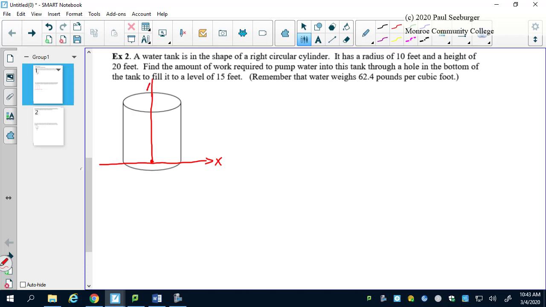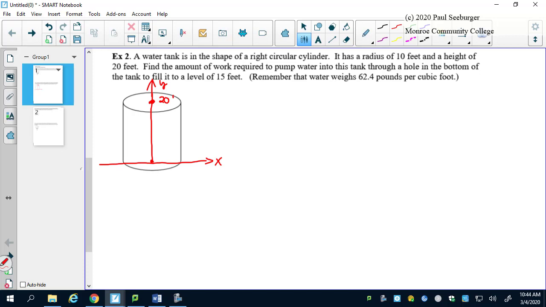I guess it maybe should have been dotted inside, because that's all inside the tank, but I didn't. But you could make it dotted if that helps you. The top of the tank is at what height here? 20 feet. So we know that's 20. I'll put a feet mark on there.